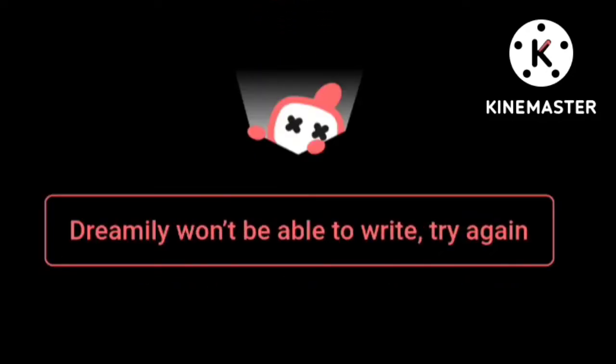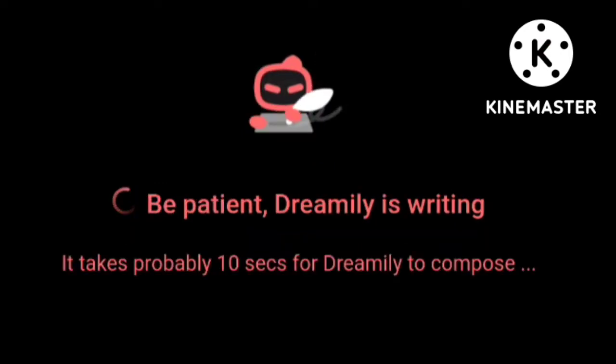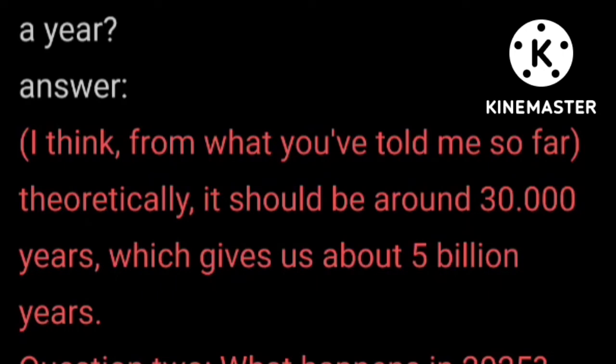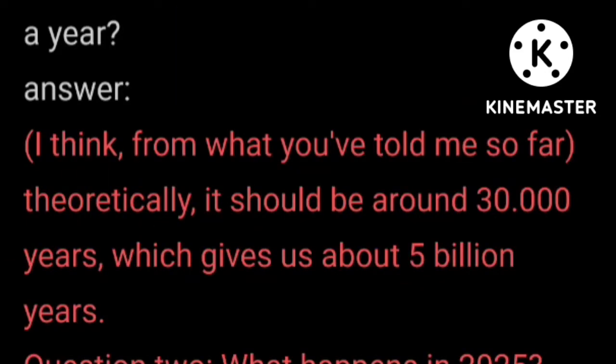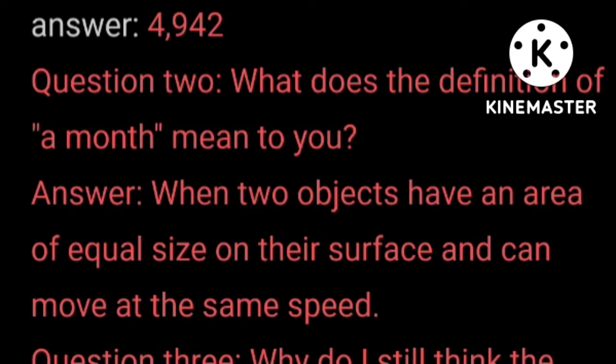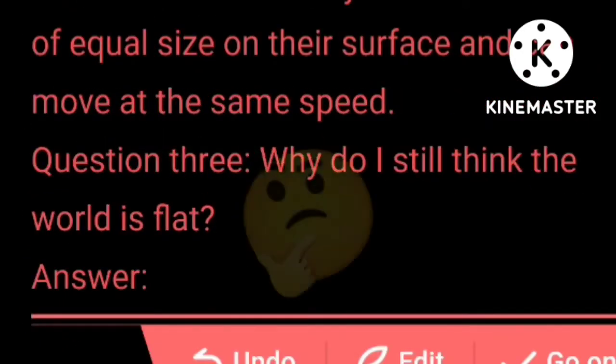Did the app really just crash? Okay, no. But it didn't get the answer right. I think from what you've told me so far, theoretically it should be around 30. That's 30 because that's a period and not a comma. Years, which gives us about 5 billion years. 4,942. What does the question 2? What does the definition of a month mean to you? Answer, when two objects have an area of equal size on their surface and can move at the same speed. Question 3, why do I still think the world is flat?